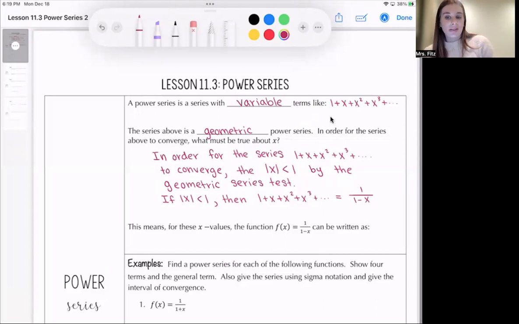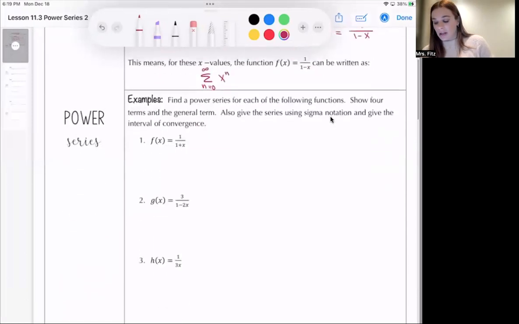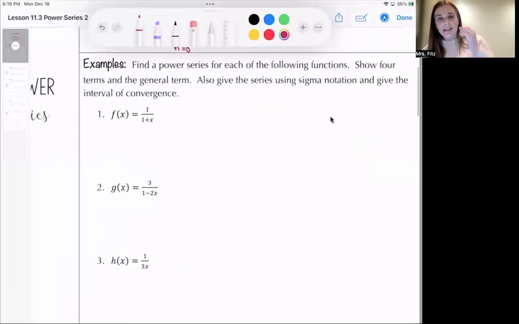So this means for those specific x values, the function f of x equals 1 over 1 minus x can actually be written as an infinite series, the sum from n equals 0 to infinity of x to the nth power. So kind of interesting. Okay, let's take a look at some examples. In these examples, we're going to find a power series for each of the following functions. Show 4 terms and the general term, also give the series using sigma notation, and give the interval of convergence.